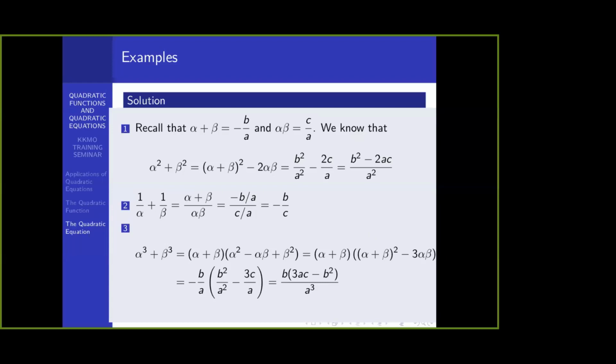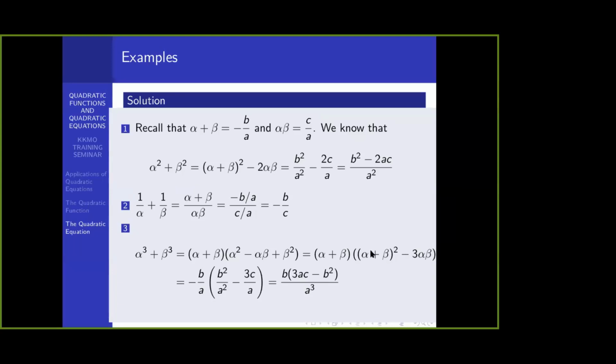So the third is alpha cubed plus beta cubed is equal to alpha plus beta times something. This is one of the identities we wrote down at the beginning. So we're able to get the first factor here as the sum of the roots. Then we have a quadratic term in here. So this quadratic term can be written as alpha plus beta squared minus 3 alpha beta. You can confirm that.